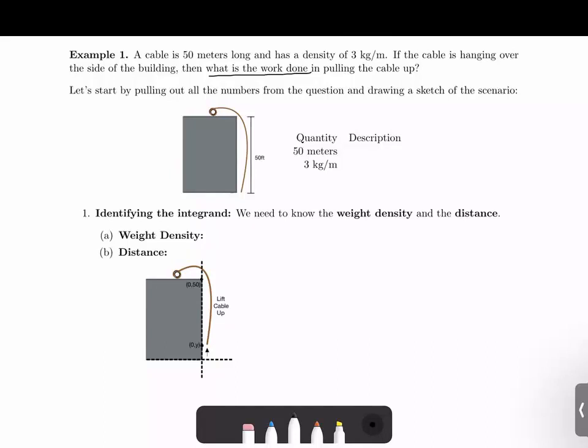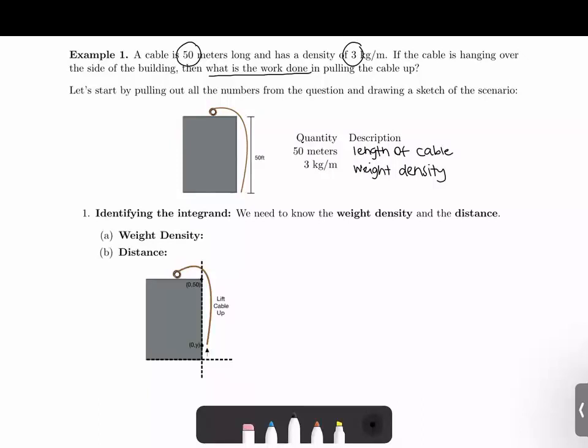I like to start word problems by pulling out all of the numbers and saying what they are. The only numbers that I see here in this pretty short problem statement are this 50 and this 3. So 50 meters is going to be the length of the cable, and 3 kilograms per meter is going to be the density of the cable. Because this density has kilograms, we know that this is the weight density. So these are the two numbers that we have.